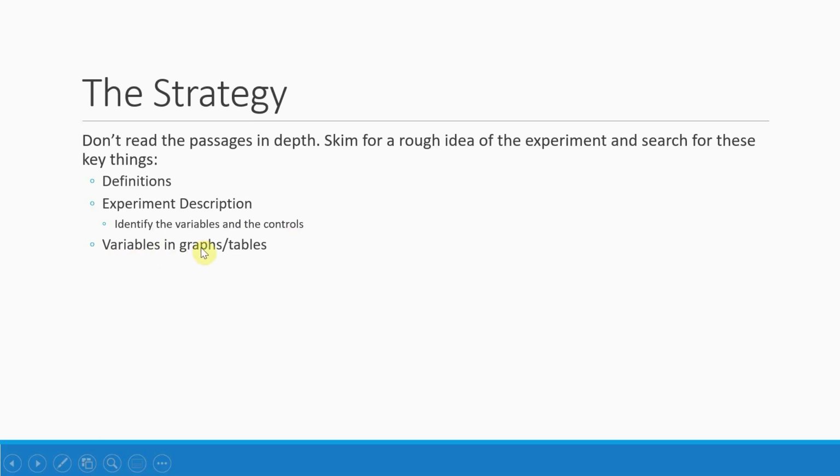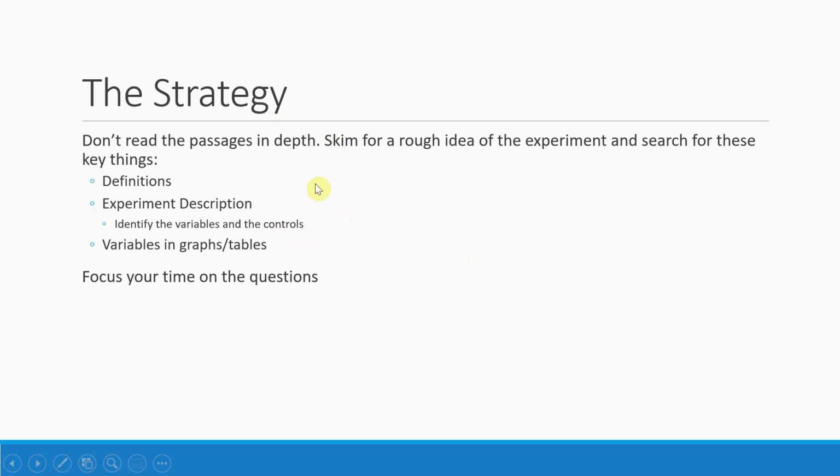The next and probably most important thing in here would be variables in the graphs and the tables. Again, you're not trying to fully break down the data and know what it's telling you. You just need to know what information is in each table. So when they have a question asking you to look up something, you know I'm going to go to this graph or this table because that's where these variables are involved. Focus your time on the questions, not the reading. All of this, again, should take under 2 minutes.